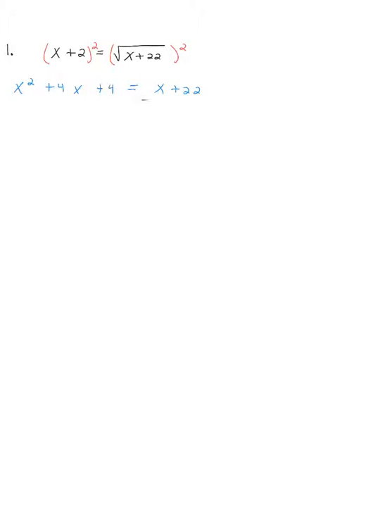I'm now going to subtract x from both sides, as well as 22. I've changed this to the equation x squared plus 3x minus 18 is equal to 0. I think this factors.